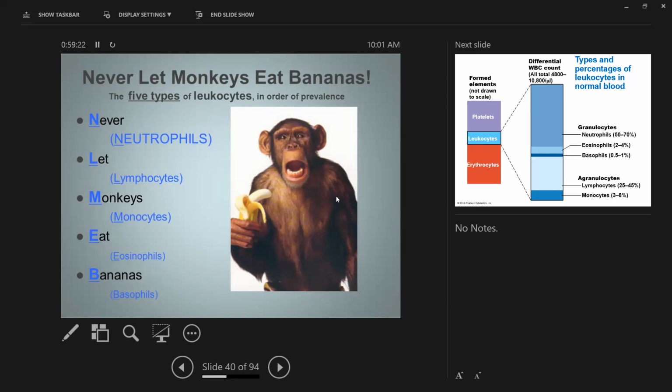Monkeys, monocytes. Monocytes turn into big macrophages, and so if you have dead or damaged tissue, the monocyte will come along and dissolve that. The eosinophils are parasite fighters. They will attack parasitic worms in particular. And then the last category, the one that's almost impossible to find on a blood smear slide.